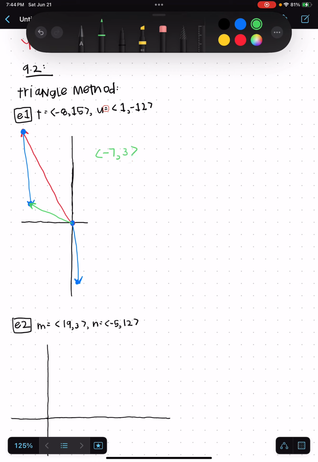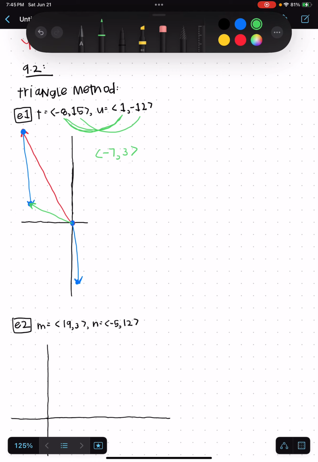Now, that was the triangle method, and I'll show you again with the next example, but let me show you something else just to double check your answer, because I don't want to draw all that stuff. You can just actually add them. If you look at it, -8 and 1 are both the x portions of my points. If I added those two, I'd get -7. And then 15 and -12, if I added those, I'd get 3. So you can just add the x's together and then add the y's together, and you'd get your answer right off the bat.